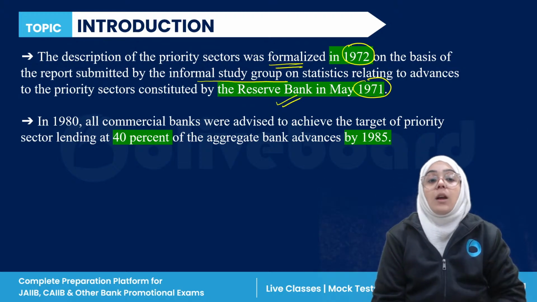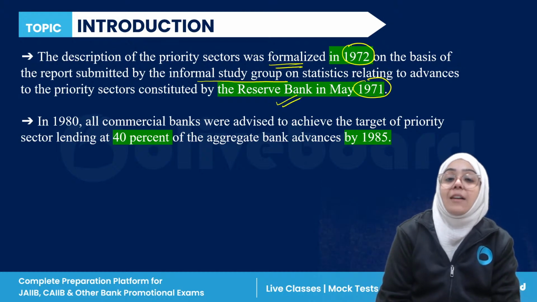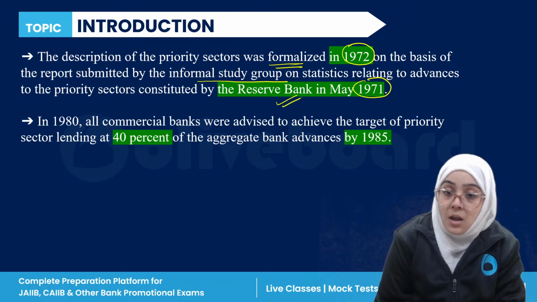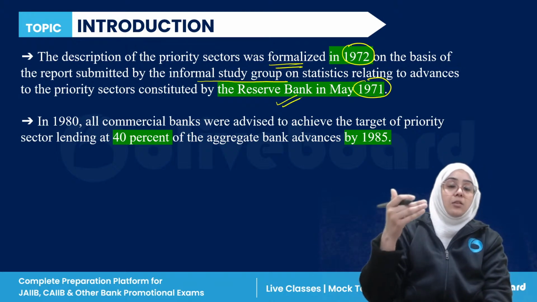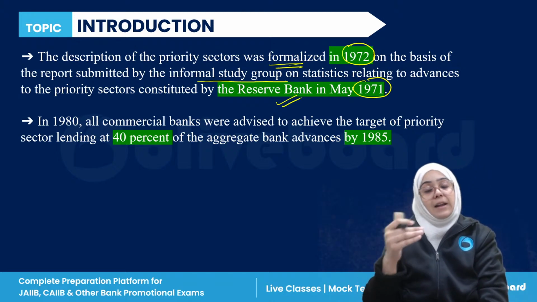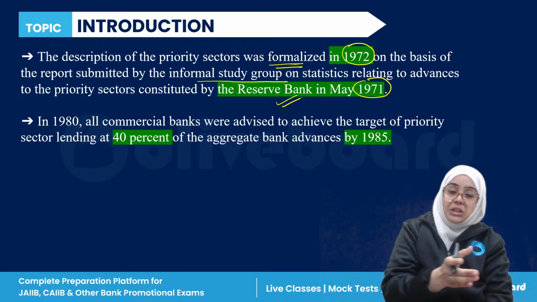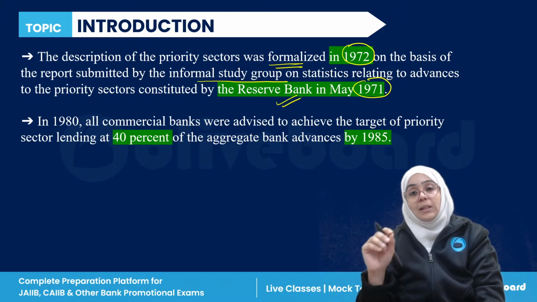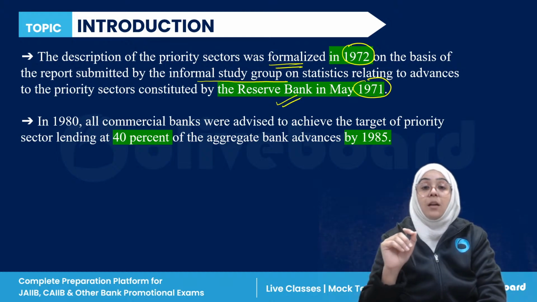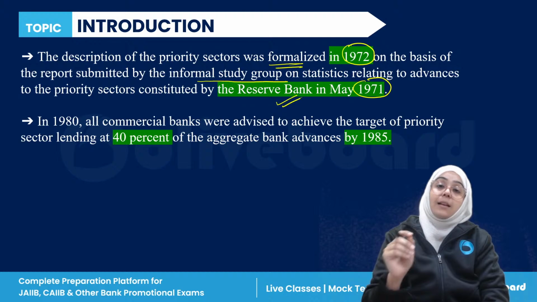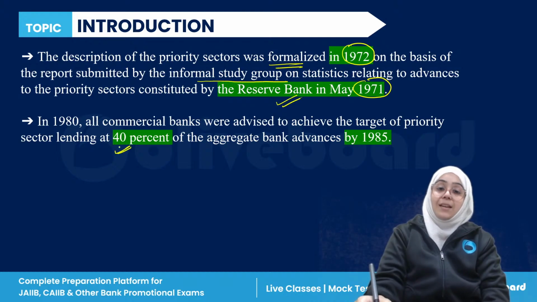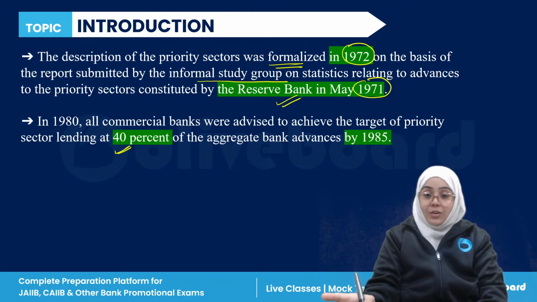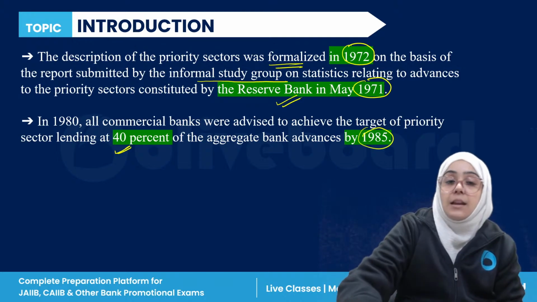Clear? Now, in 1980, all commercial banks were advised to achieve the target of priority sector lending at 40% by 1985. So priority sectors were identified in 1972, and lending to these sectors is called priority sector advances. All the commercial banks were given the target that you have to lend at least 40% of your total deposit in the priority sector, and you have to achieve this by the year 1985.